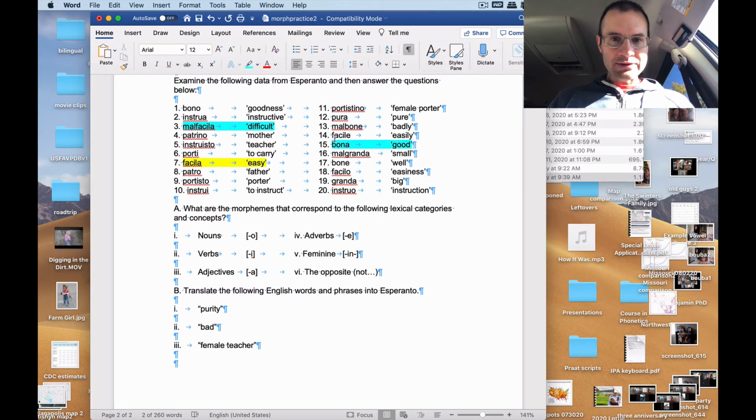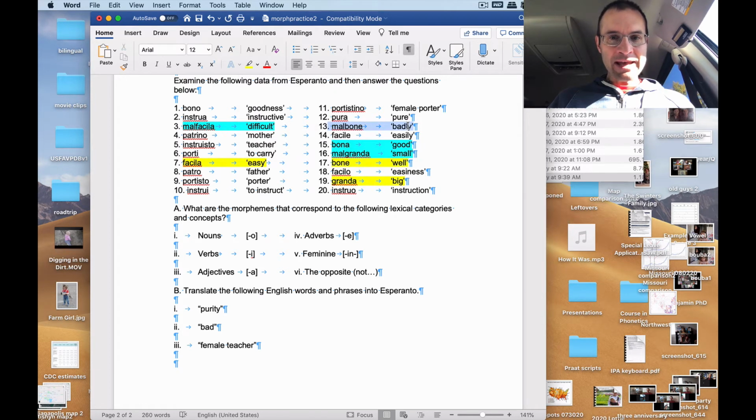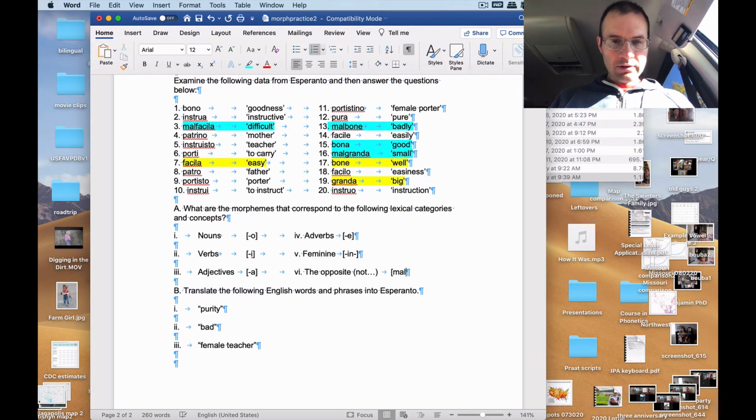And we've got a couple of different cases. So granda means big. Maybe that's easier to see the pattern. And malgranda means small. So for some reason, big is the default there and small is just the opposite of big. But it works the same way. And I think you can kind of infer bona is good, bone is well, and malbone is badly. So in every single case, when we get the opposite, we add the prefix mal to it, right?